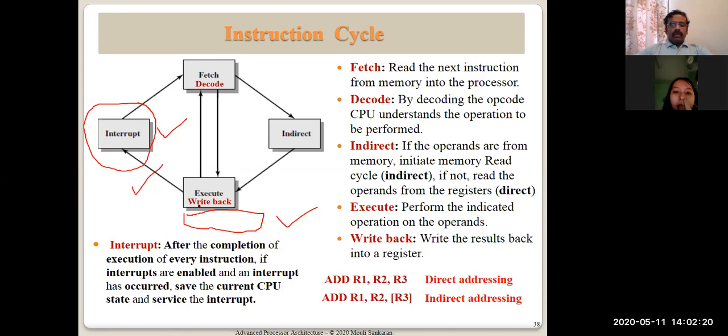So the CPU does not look at interrupt during the execution of an instruction. After it completes one instruction, in this particular case, it checks whether an interrupt has come.